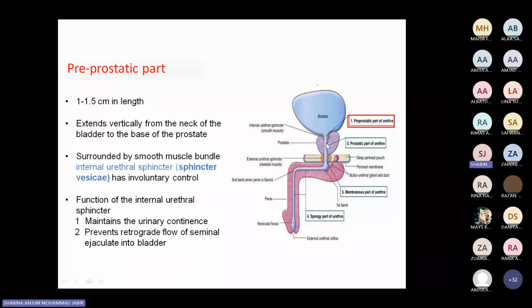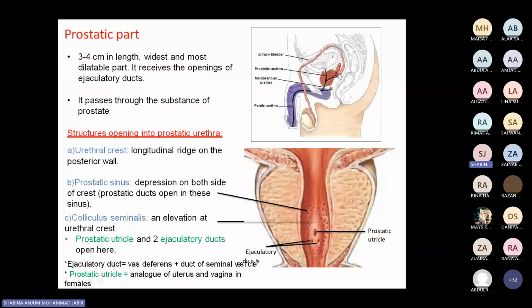Now if you see the prostatic part, it is about 3 to 4 centimeters. It is the widest and most dilatable part. It will receive the openings of the ejaculatory ducts, and it is inside the substance of the prostate. You can see this is the prostate gland, two lobes, and in between is the urethra. We have many models like this, so we can see all the relations.